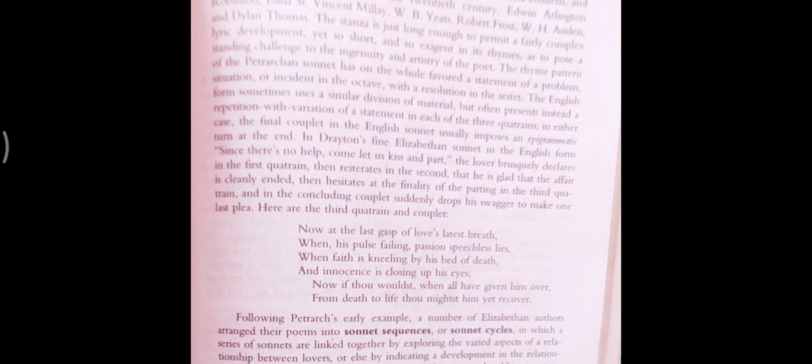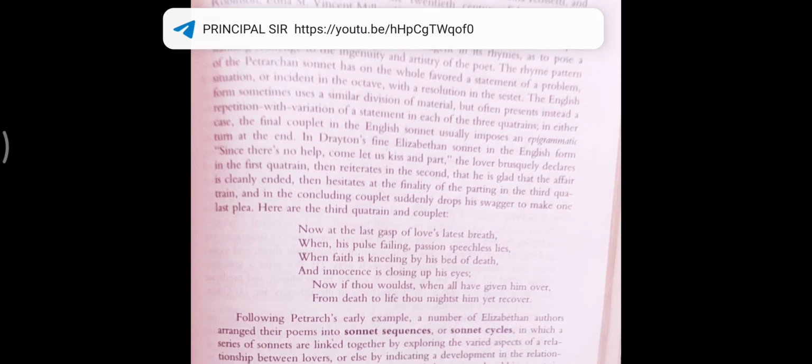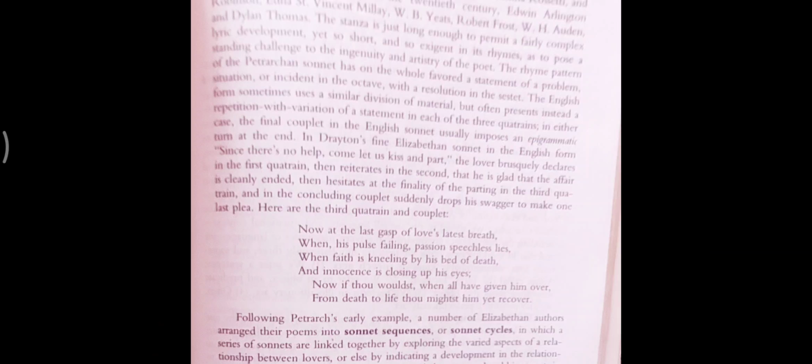day, and it includes among its distinguished practitioners in the 19th century William Wordsworth, Keats, Elizabeth Barrett Browning, Christina Rossetti, and D. G. Rossetti. In the 20th century, Edwin Arlington Robinson, Edna St. Vincent Millay, W. B. Yeats, Robert Frost, Dylan Thomas, and W. Jordan also wrote some beautiful sonnets. So the stanza has a kind of lyrical development, and yet it is so short, but it stands for the proper communication of themes.